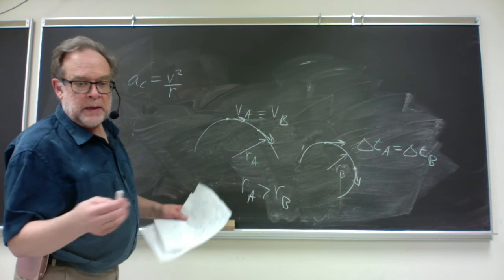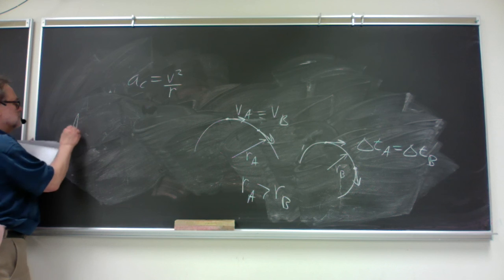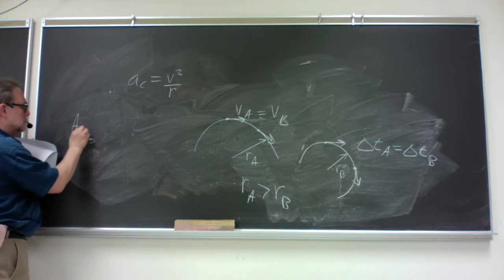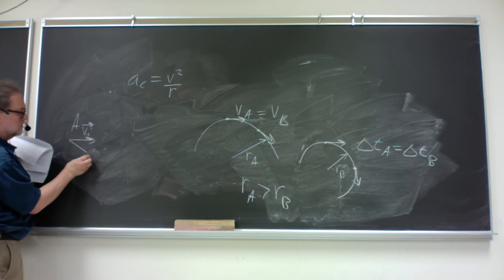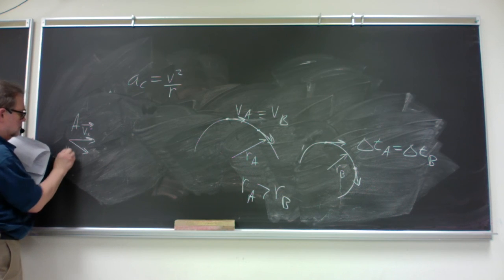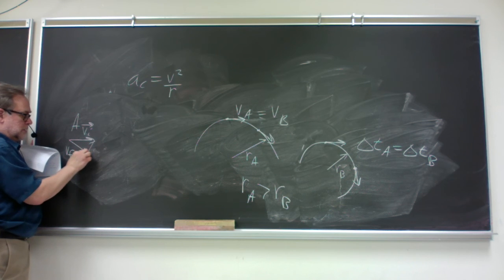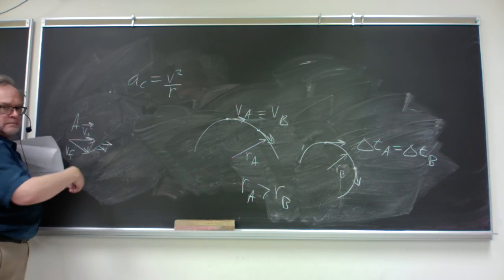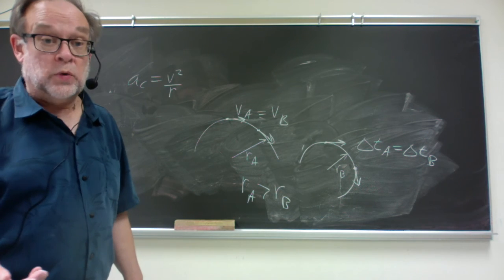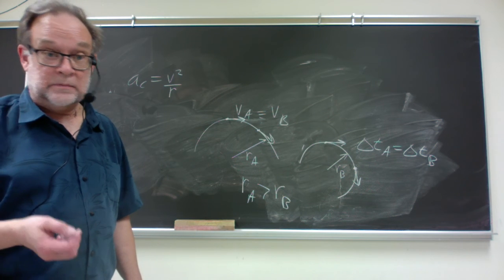So again, let's compare the changes in velocity for A and B. For A, there's the initial velocity, and then there's the final velocity. So what do you have to add to this to get this? The delta V that you add to this to get this is in that direction. Again, for circular motion, that delta V is always going to be pointing in towards the center of the circle.